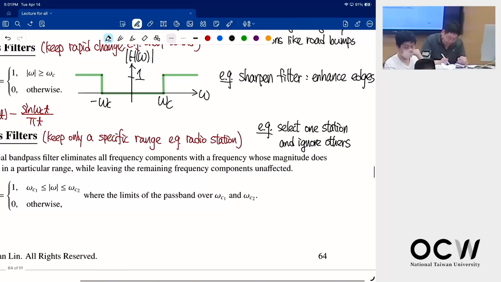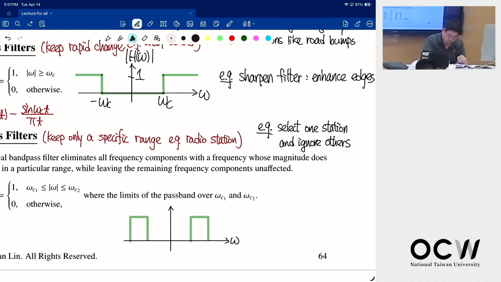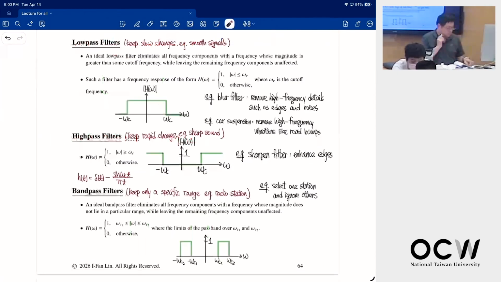So the bandpass filter looks like this one. Here's 1 minus omega c2, minus omega c1, omega c1, omega c2. All right. That's all for the Fourier transform.